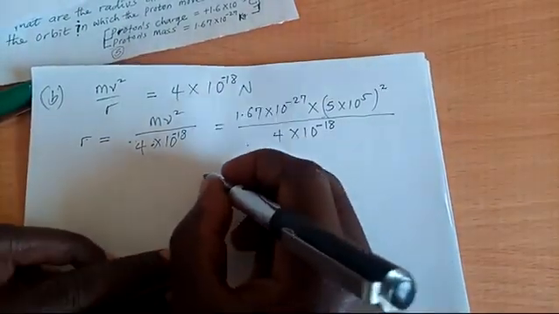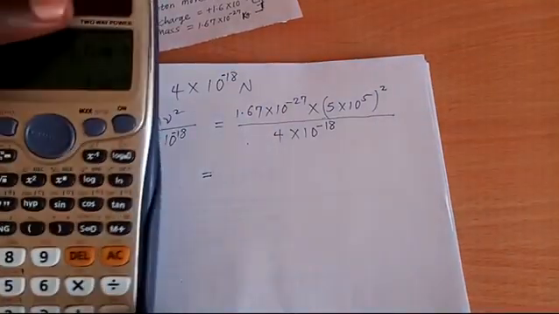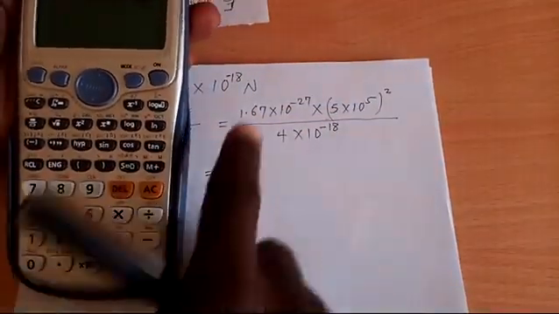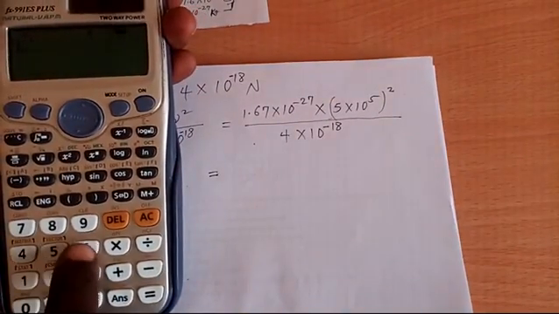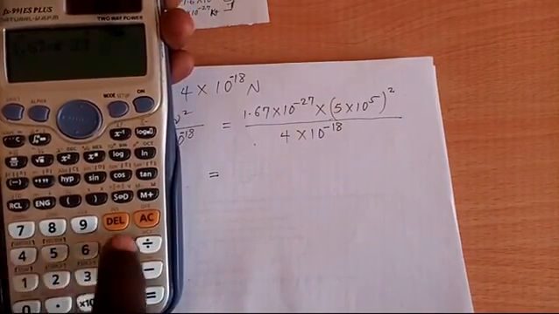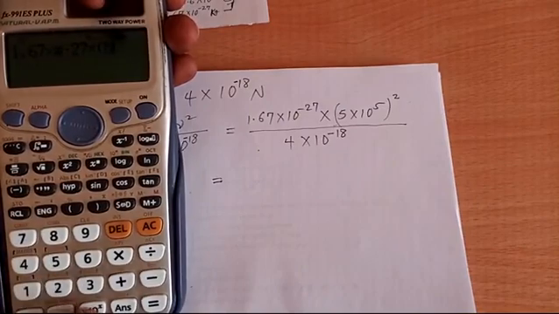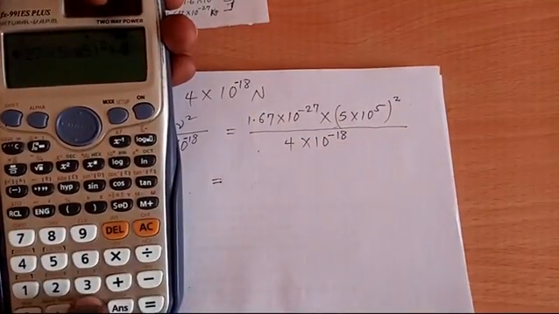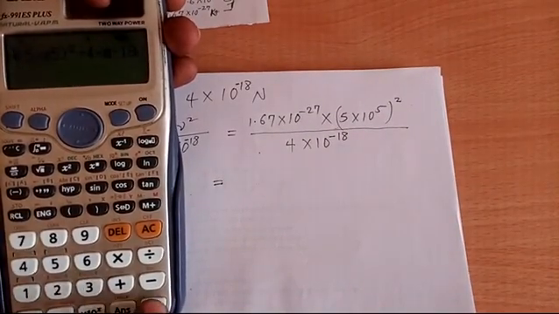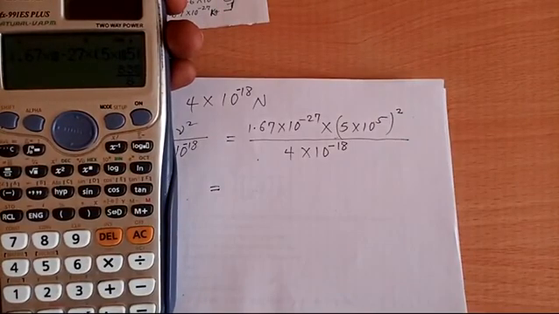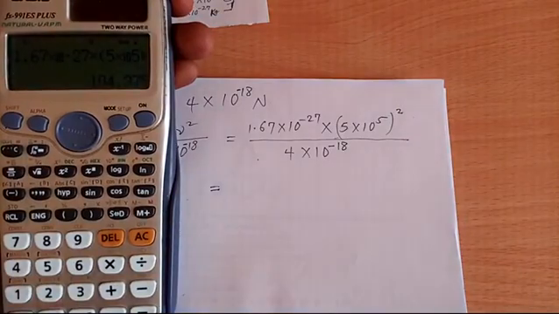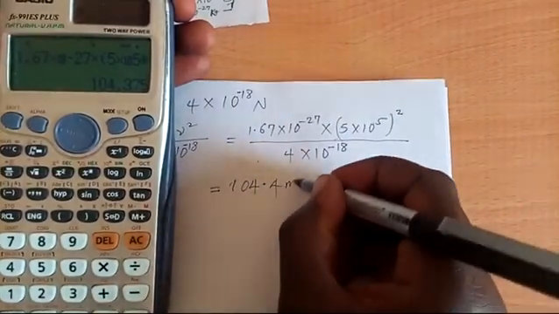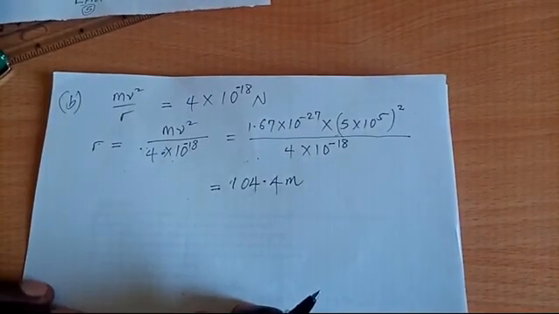That's the radius. Then this is equal to, then you bring your calculator here and say, okay, now I can start with the numerator. So 1.67 exponential negative 27 multiplied by, then I open a bracket and say 5 exponential 5. I close the bracket and square it, then divided by what I have here, the denominator, 4 exponential negative 18. Now I can press the equality sign. It gives me a fraction, so I press SD, and it becomes decimal. Correct to one decimal place, I will have 104.4 in meters. Okay, this is my radius. Clearly this is my radius.